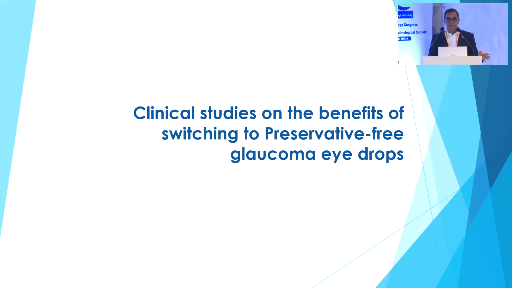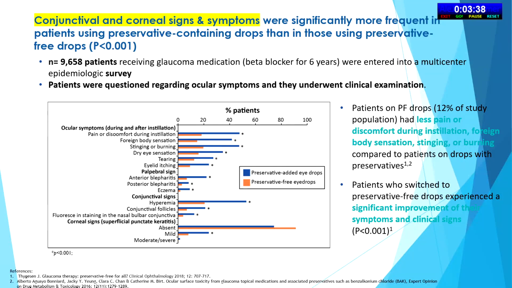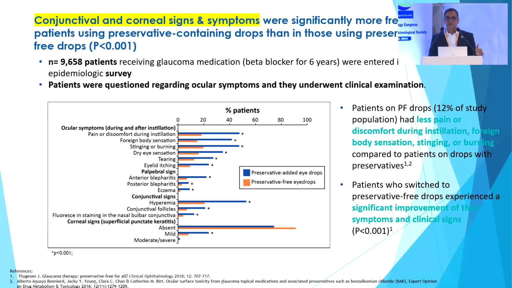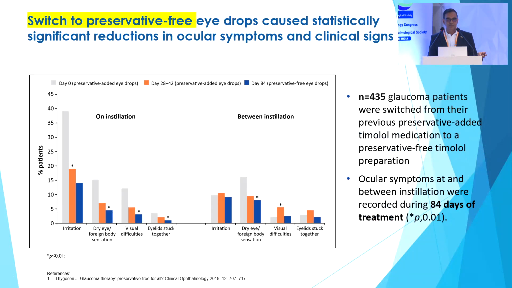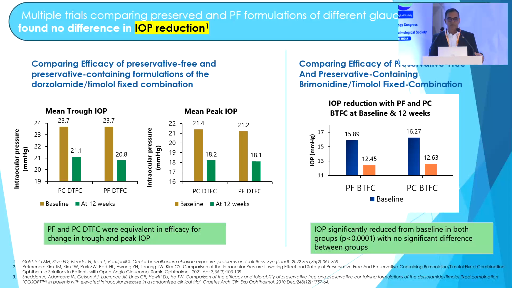So many studies have compared the benefits of switching to a preservative-free glaucoma medication. The conjunctival signs and symptoms obviously get better if you use a preservative-free drop. I'm not going to go into all of the details of these publications, but it suffices for us to know that a PF medication definitely changes the scenario of signs and symptoms. Patients are a lot more comfortable, and switching actually causes a reduction in the ocular symptoms. Suppose somebody had intolerance to preservative-containing medication, you switch them to a PF, then you find that they definitely feel better. Definitely the TBUT times and their ocular surface evaluation scores improve with the preservative-free medication.